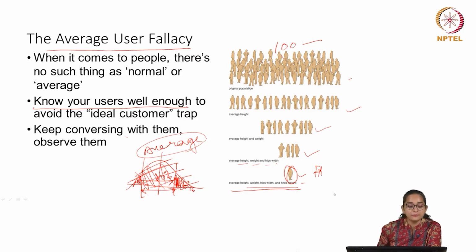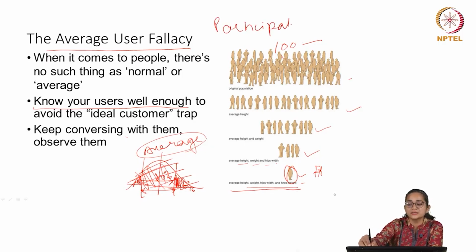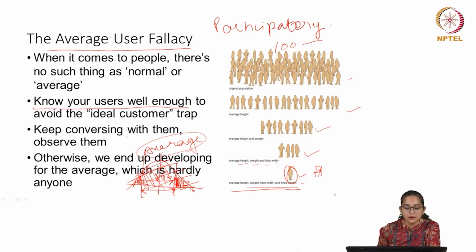Keep conversing with them or observe them. There are methods to even include them in the process. There is a process called participatory design, which is very popular, particularly with assistive technology and accessible product design, where participants themselves are part of the design team. They are invited to be part of the design team, engage with the team for a longer duration. Otherwise, we end up developing for the average, which is hardly anyone.